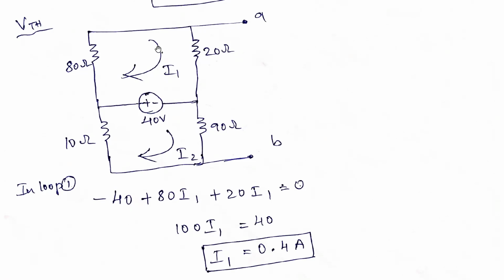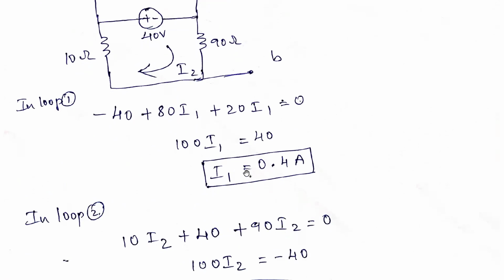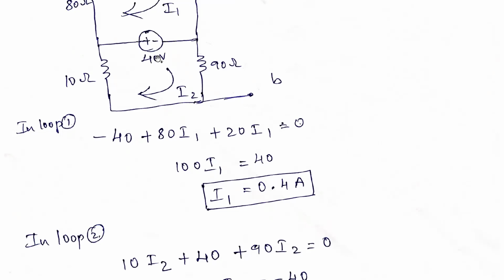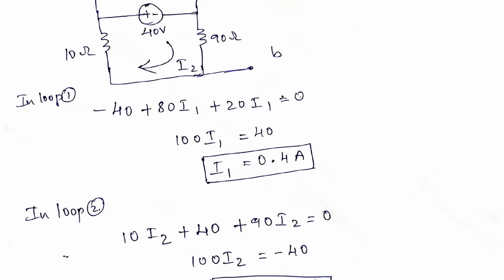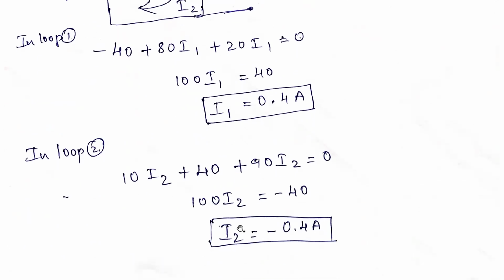This current is flowing from minus to plus. So minus to plus we are taking: minus 40 plus 80 I1 plus 20 I1 is equal to 0. While simplifying, we'll get 100 I1 is equal to 40. Further simplifying, we got I1 is equal to 0.4 amperes. Next, in loop 2, we are applying the same. So 10 into I2 plus 40, because it is flowing from plus to minus, so it is plus 40. Next, plus 90 I2 is equal to 0. Further simplifying, we got I2 as minus 0.4 amperes.